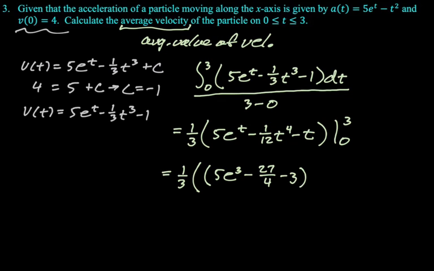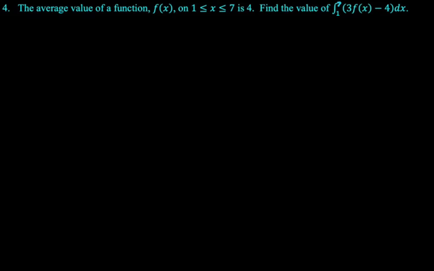When you plug in 0, the whole thing does not zero out because e to the 0 is 1, so we just get 5. And then if we combine these, we get 1/3 quantity 5e cubed minus 59 over 4. Kind of an ugly answer, but nothing we can do about it. All right, let's look at the last question in this set.